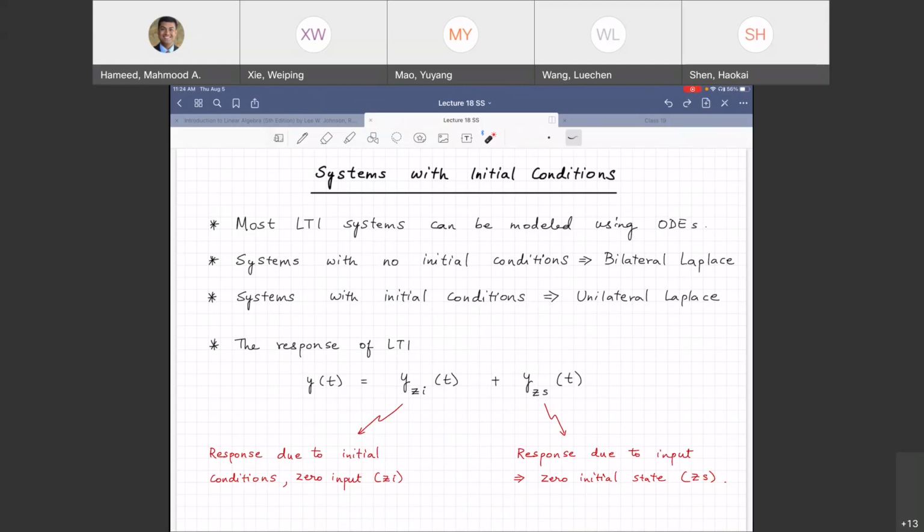So you can say that for the bilateral Laplace transform, we were only considering the input, right? We were not looking at the initial conditions. For the bilateral one, we were only looking at this guy, the zero state. You are assuming that the initial state is the zero state.